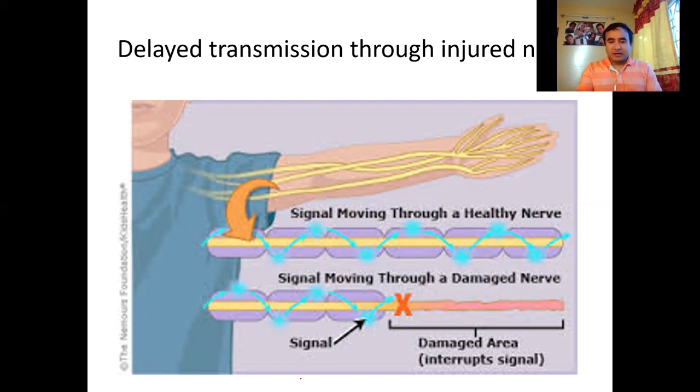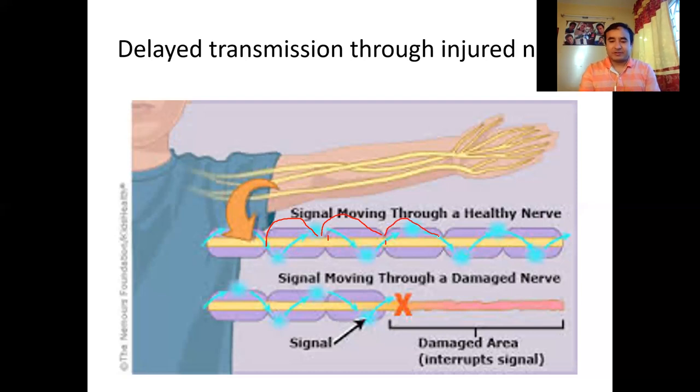And you can see here, what is the function of myelin then? If there's a myelin sheath here, because of the insulation, the signal transmits from one node of Ranvier to another node of Ranvier. This is called saltatory conduction. It can rapidly do the saltatory conduction from one node of Ranvier to another node of Ranvier.